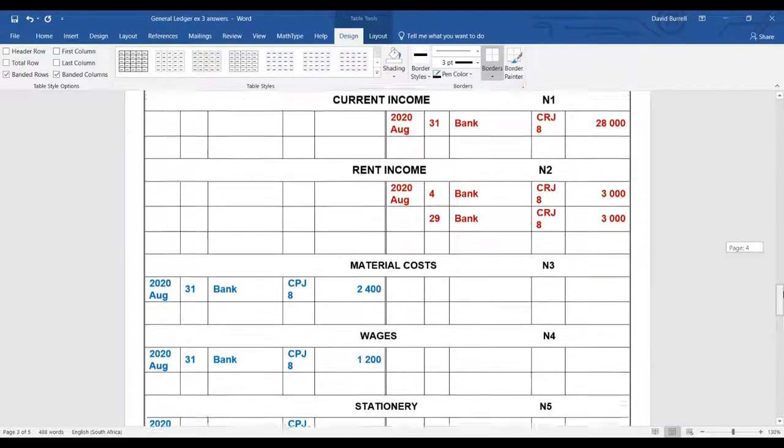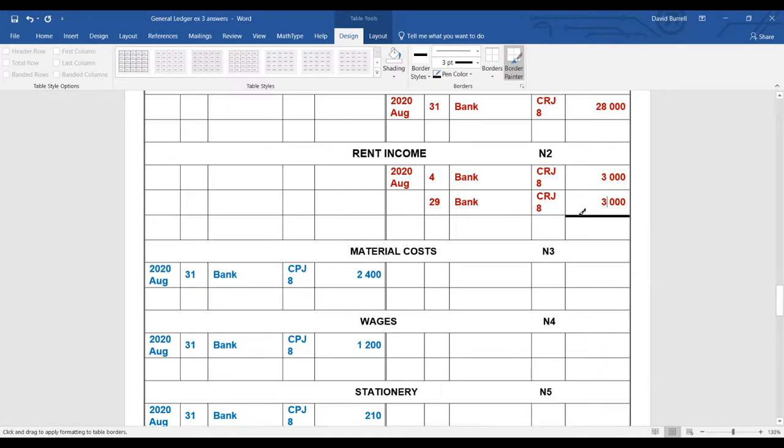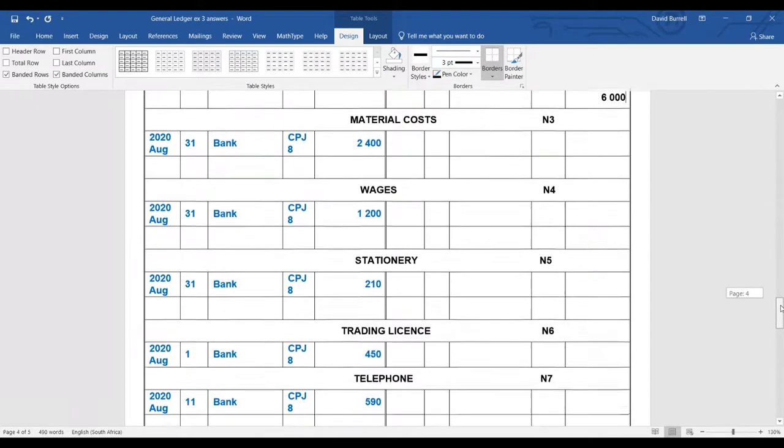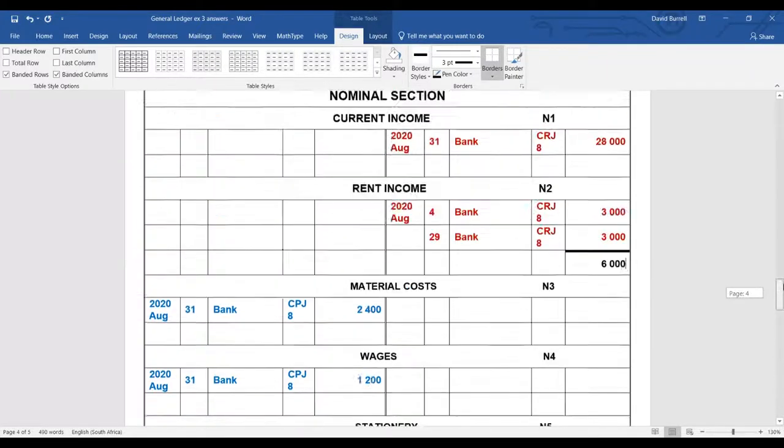Current income, just one entry, just leave it. The rent income account here, we're just going to total. We're not actually going to balance. So just put a little line there. And I'm just going to put, that's an easy one to add. We need a calculator for that. And I think everything else, we've just got one entry in each of the accounts. That's it. So now we are really done with the exercise.